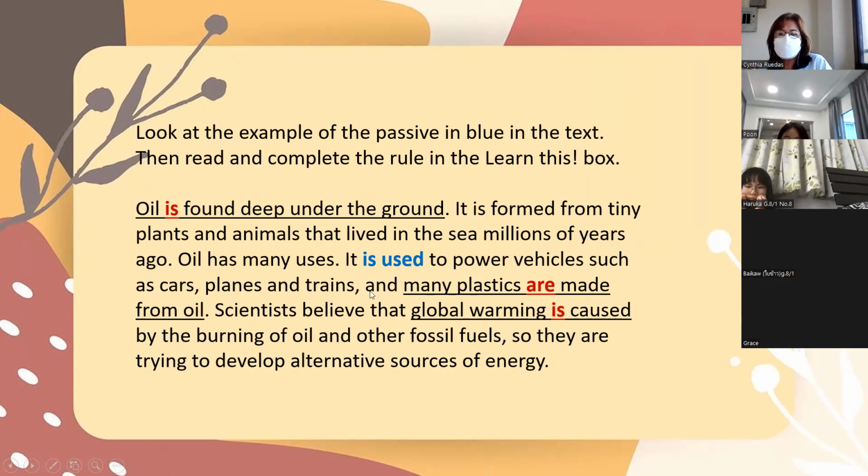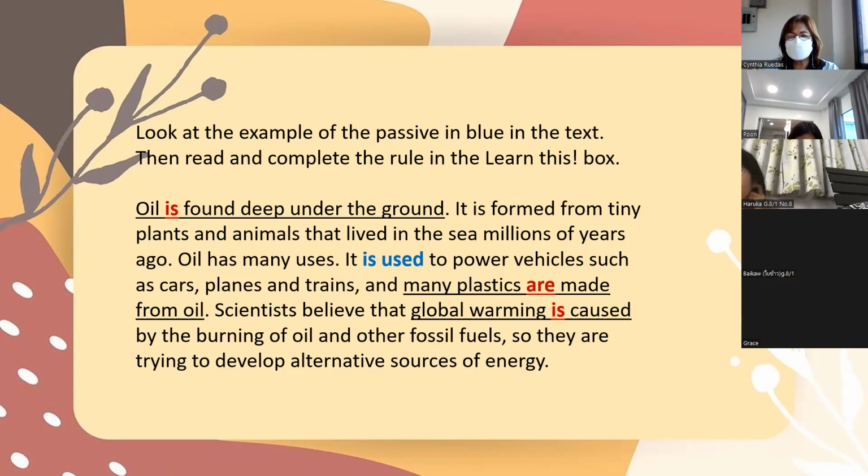Okay, will you please read, Haruka? Haruka, will you please read? Oil is found deep under the ground. It is formed from tiny plants and animals that lived in the sea millions of years ago. Oil has many uses. It is used to power vehicles such as cars, planes, and trains, and many plastics are made from oil. Scientists believe that global warming is caused by the burning of oil and other fossil fuels. So they are trying to develop alternative sources of energy.